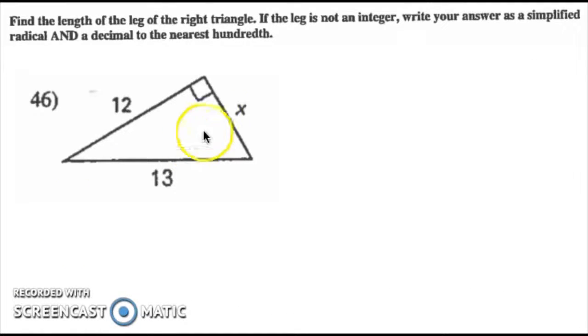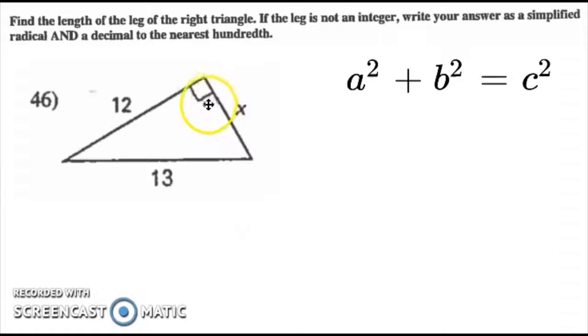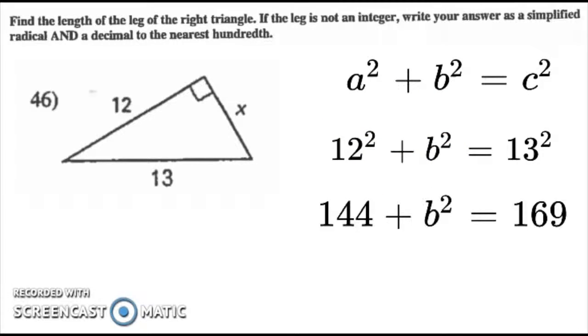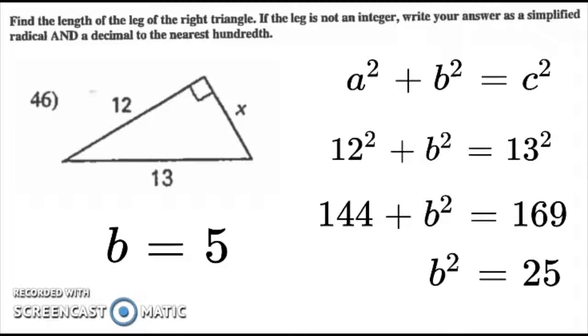46, you're looking for the length of one of the legs. So that means you're looking for either A or B, and we're given C. C is the longest length, which is across from the 90 degrees, so C is going to be 13. A or B are interchangeable, so this can be 12, that can be B, or this can be A squared, and that can be 12 squared. Doesn't matter. 12 squared is 144. C squared is 169. Subtract 144 from both sides. You get B squared is 25. Take the square root, and you'll have B equaling 5 for number 46.